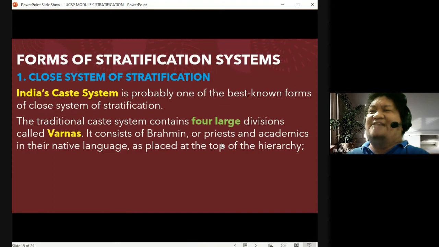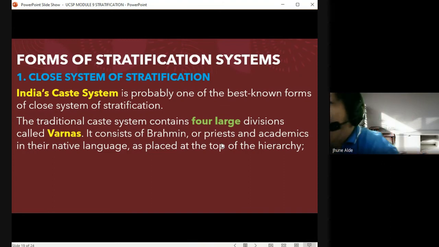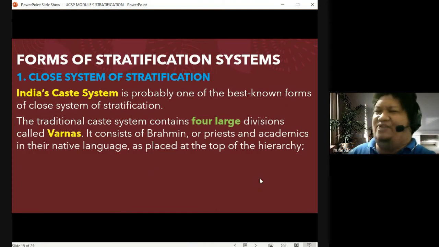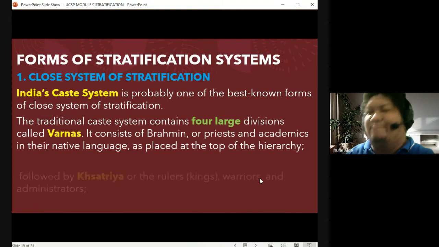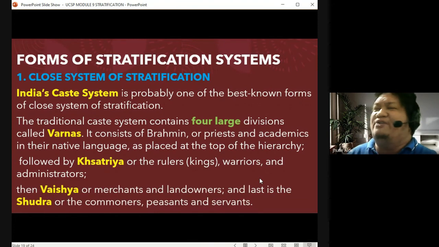The traditional caste contains 4 large divisions. Una, yung mga tinatawag na varnas. It consists of the Brahmin and priests or the academics in their native language, placed at the top of the hierarchy. So yung mga varnas, yung mga nasa top. Yung pangalawa naman, yung mga Kshatriya or sila yung mga rulers, warriors, and administrators. Sila yung nasa pangalawang tao sa lipunan ng India noon sa caste system. Then yung pangatlo naman yung the Vaishya.